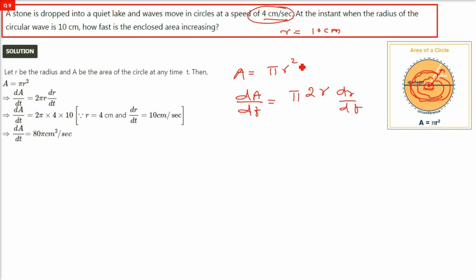See, certain things are given here. dA by dt we have to find out. dr by dt is 4 cm per second, and at what radius? 10 cm radius we have to find. So in place of r, you're going to replace the proper values, 10 for r and 4 for dr by dt. So it is going to be 80 pi centimeter square per second.